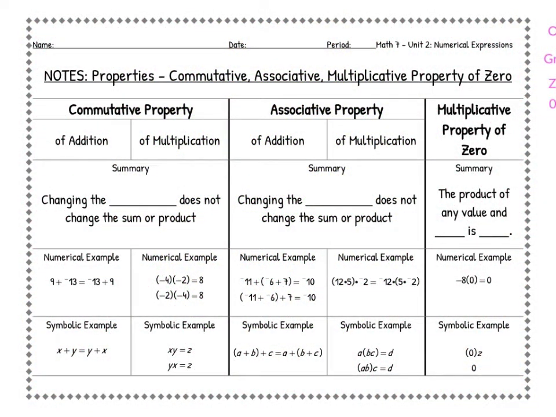Welcome back. Today we're going to be talking about some properties. We're going to be talking about the commutative, associative, and multiplicative property of zero. These are not the only properties that we're going to be talking about this year, but these are the first three properties that we're going to be talking about. So let's get right to it.